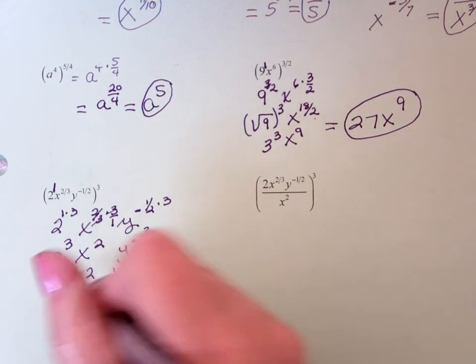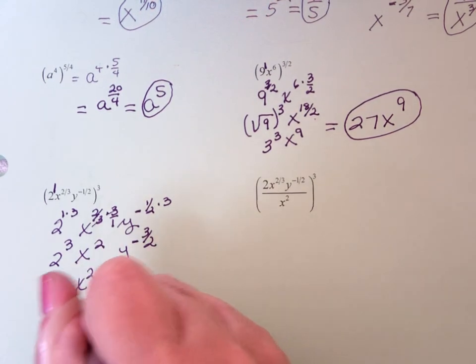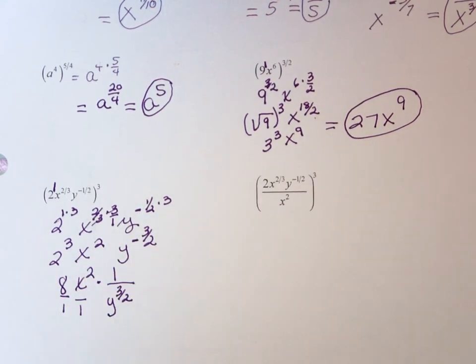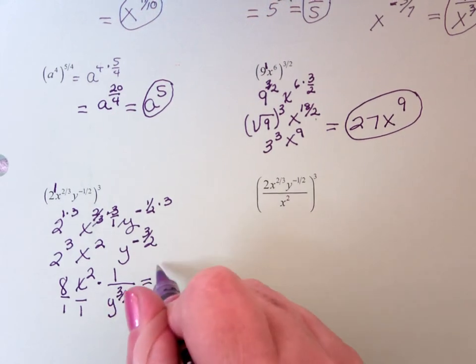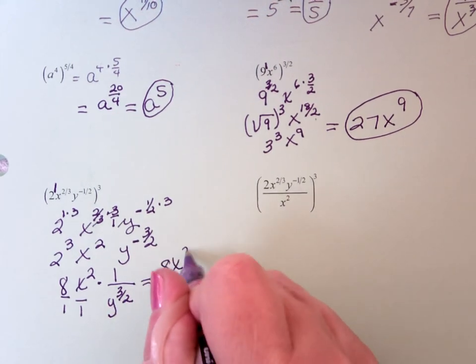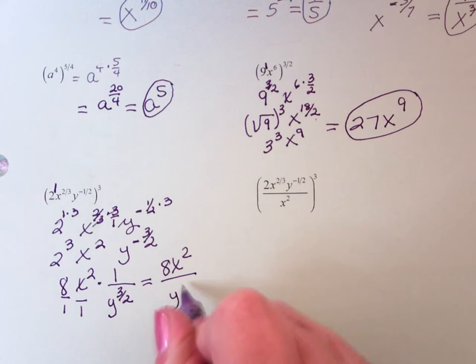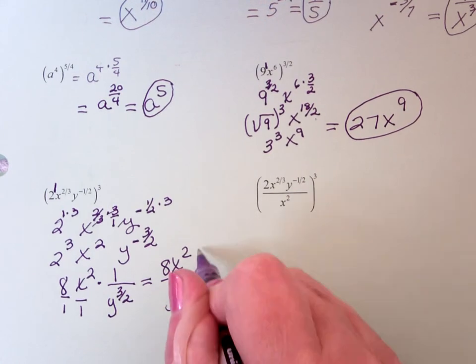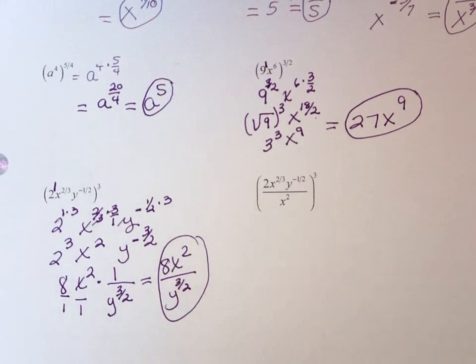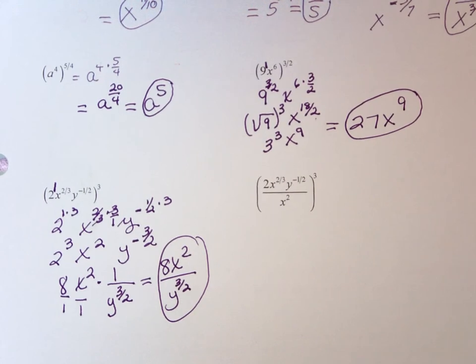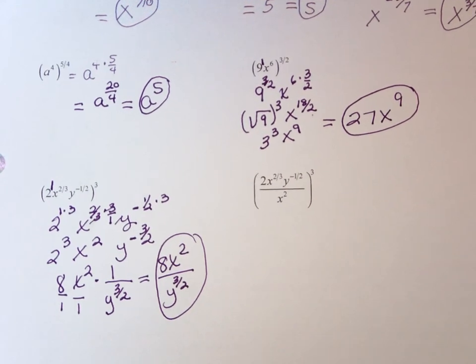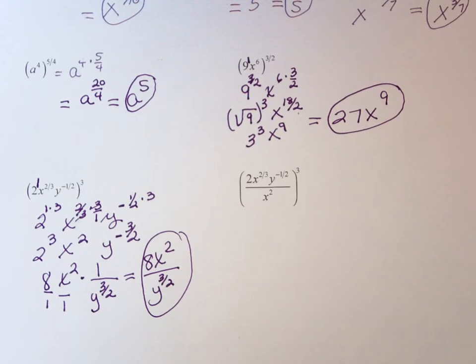Why? Because this is over 1, this is over 1. So they multiply across: 8x squared over y to the 3/2. Perfectly good answer. And like I said, that's what your book would do.